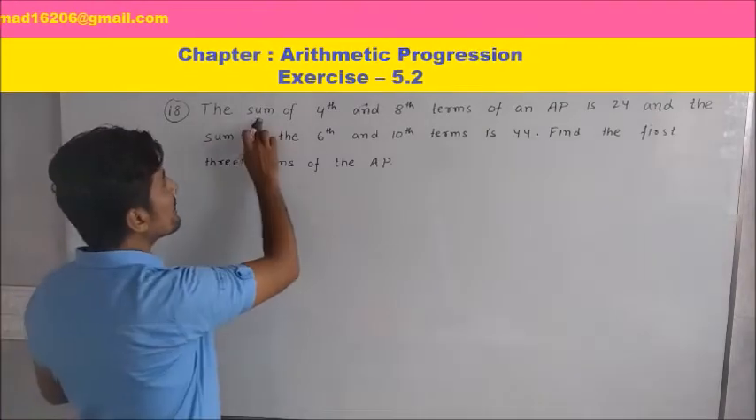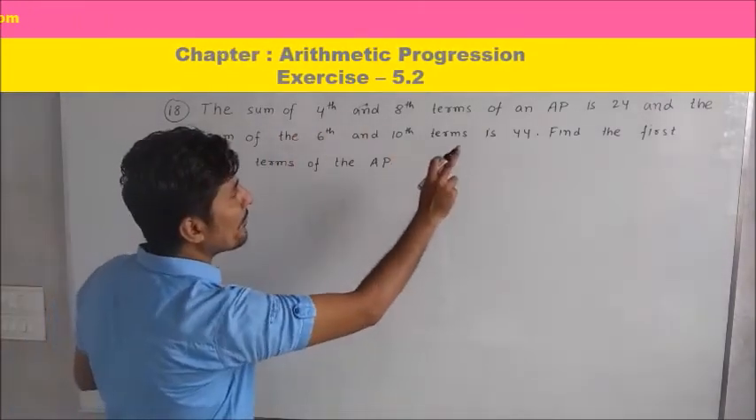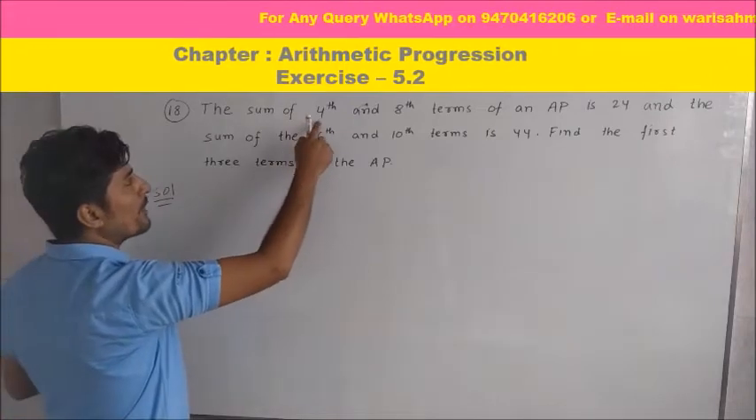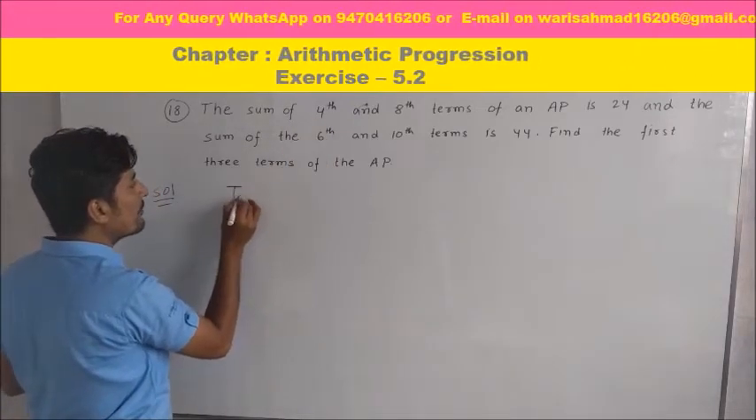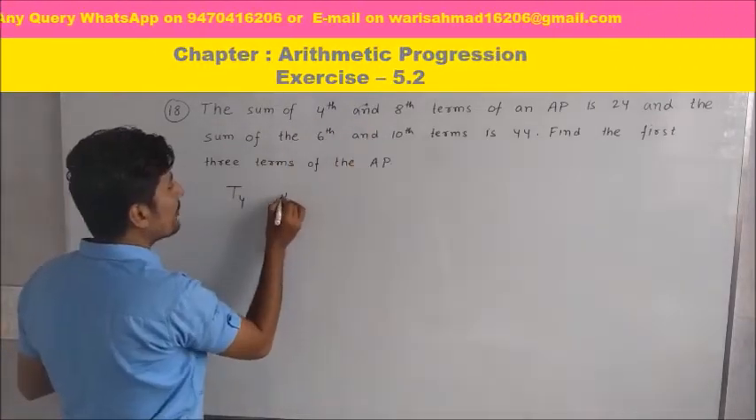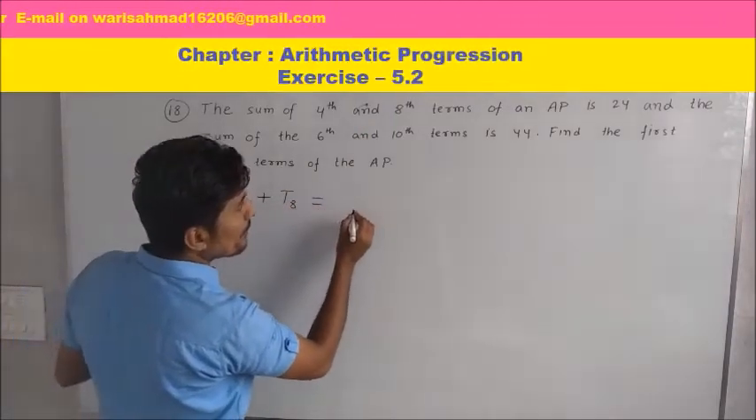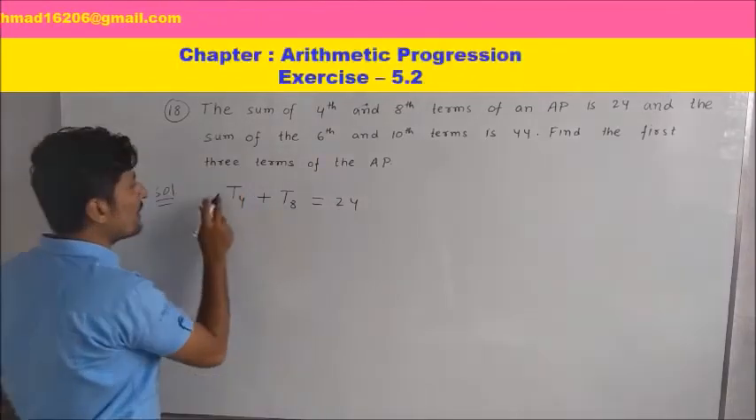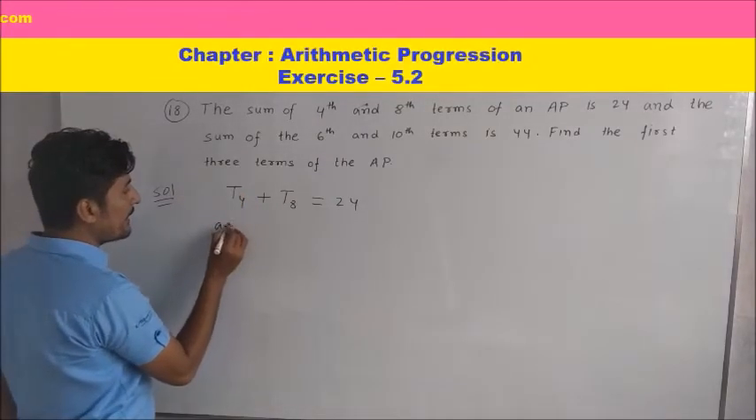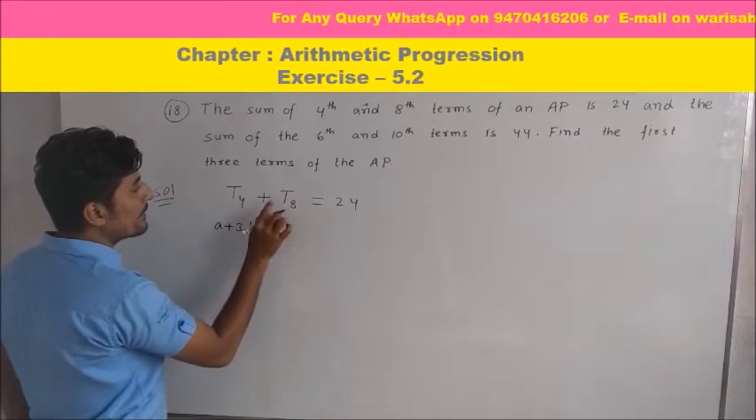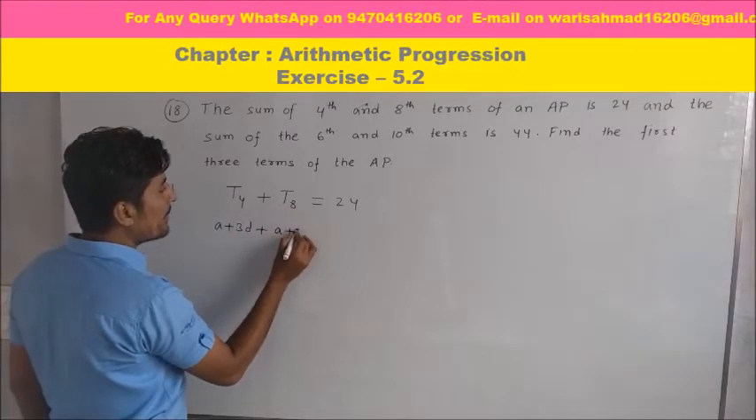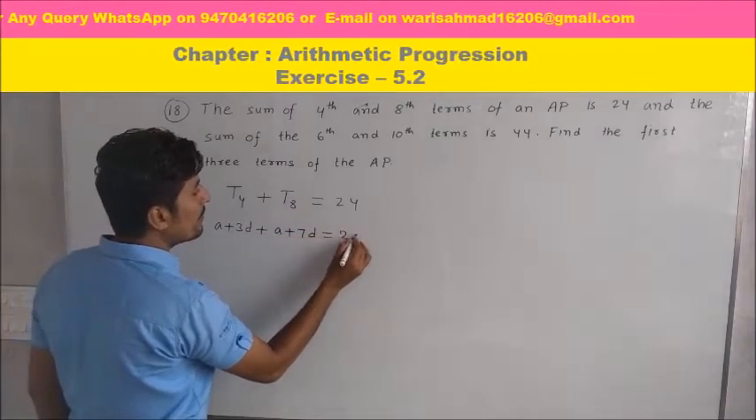According to the question, the sum of the 4th and 8th term of the AP is 24. So we have to find the 4th term, that will be equal to T4, and the 8th term will be equal to T8. The sum of these two is given as 24. So we can write T4 as A plus 3D plus T8 as A plus 7D equals 24.